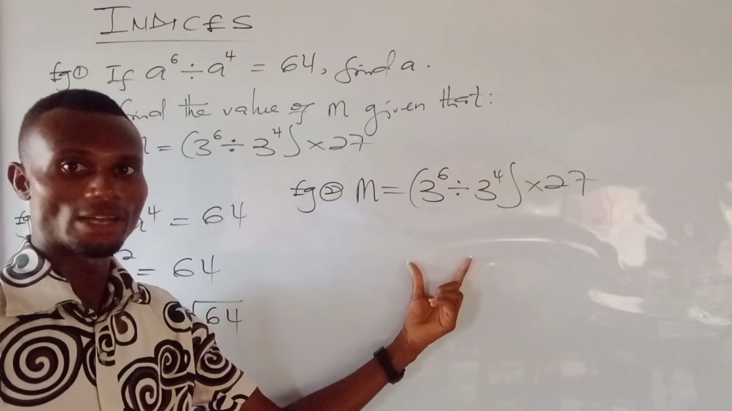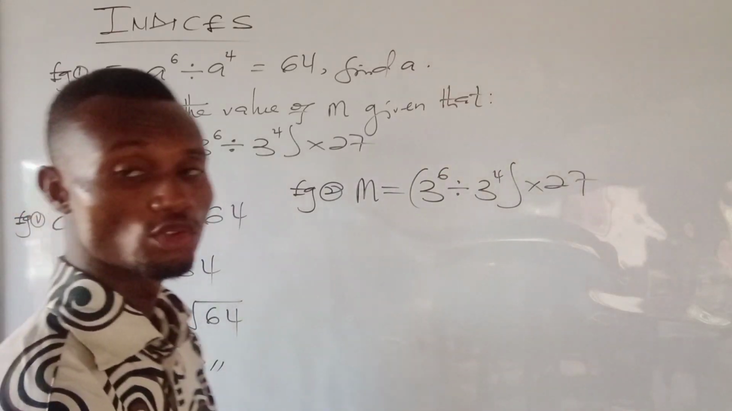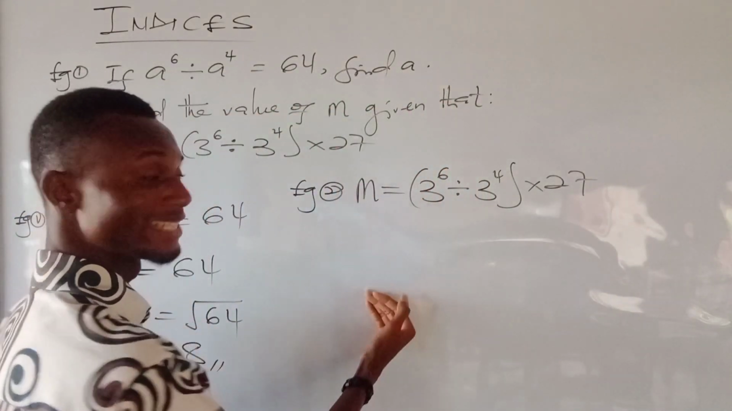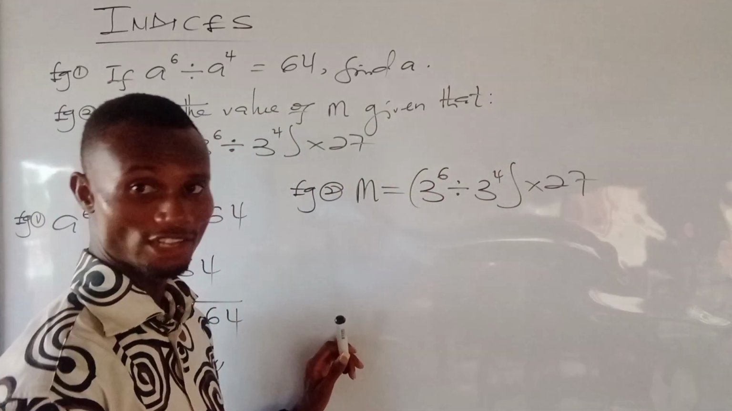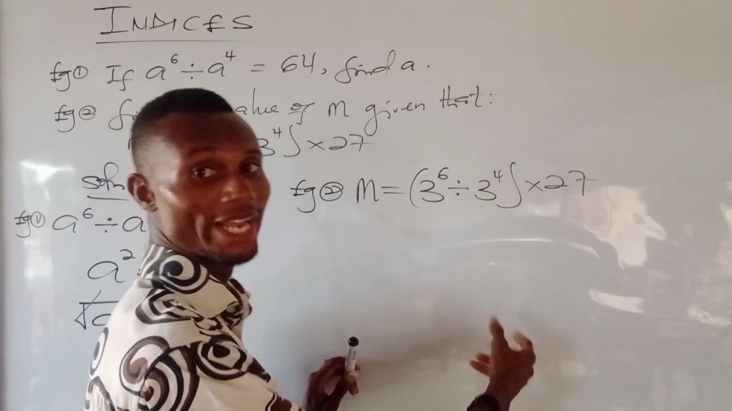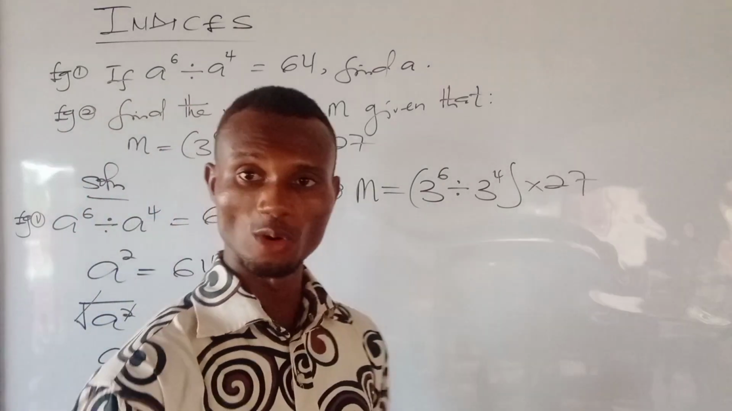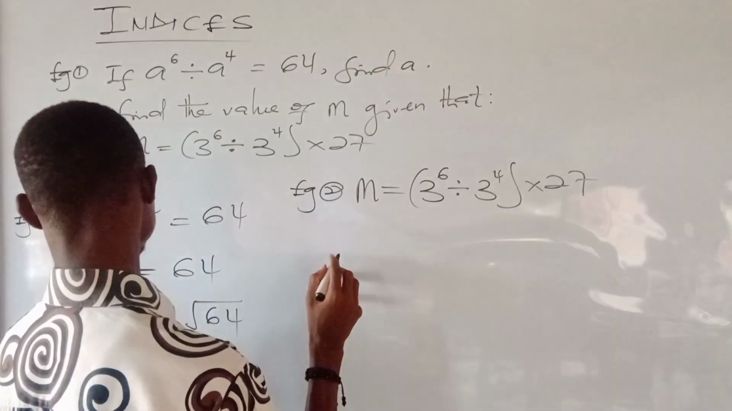Okay, so that's the question. We have to find the value for m. All that you have to do to find the value for m is to simplify what is here. We will maintain the m which is here, then we will apply the indices law that we know to simplify what we have here. Then the answer we get is equal to m, and that is our answer. I hope you agree with me and you understand as well. Not difficult. So let's go ahead.